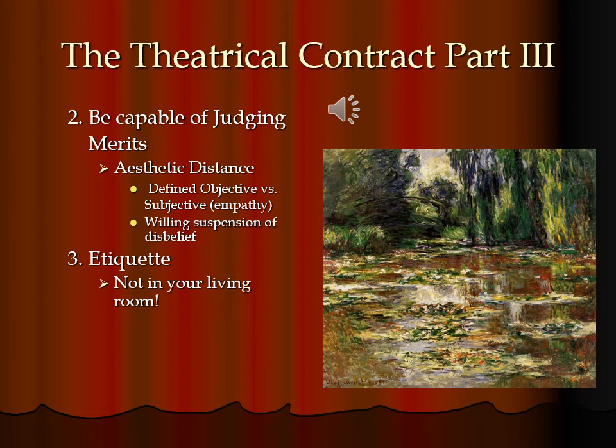But when you attain aesthetic distance, a separation, you stand back, you move away. You can see the whole painting in its totality. You can tell, oh, it's a pond with water lilies and a Japanese bridge. You have attained aesthetic distance. You can now judge the merits of the painting totally. That's what we want you to do when you see a play.